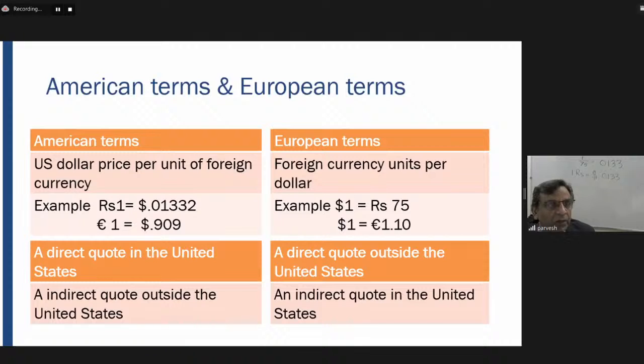So the quotes can be either expressed in American terms or European terms. I'll just repeat that again. If the quote is a direct quote of a dollar in United States, it's an American term. Okay, it's a direct quote in United States only, then it will be called American terms. But if it is a direct quote outside United States, but an indirect quote in America, then it will be called European terms. So we'll understand this more deeply as we solve problems.